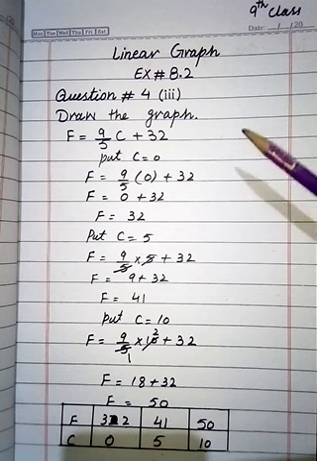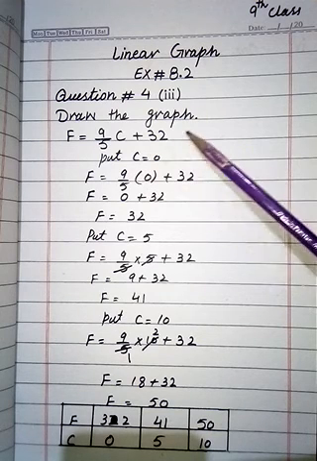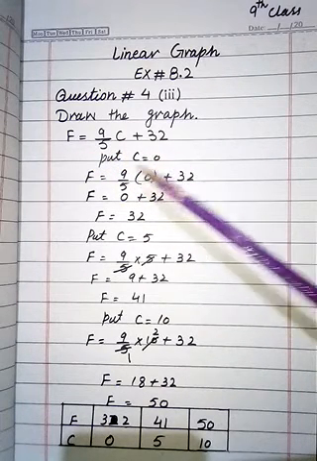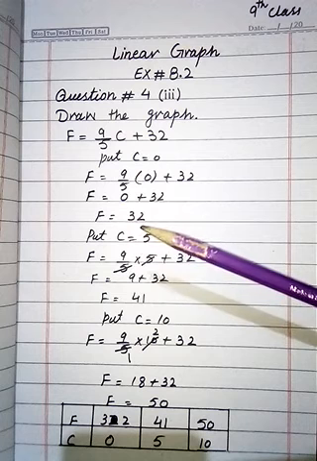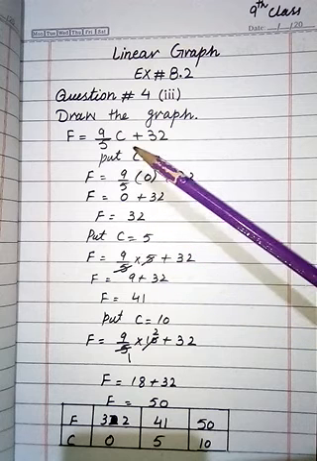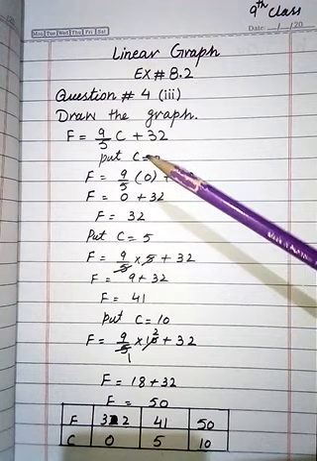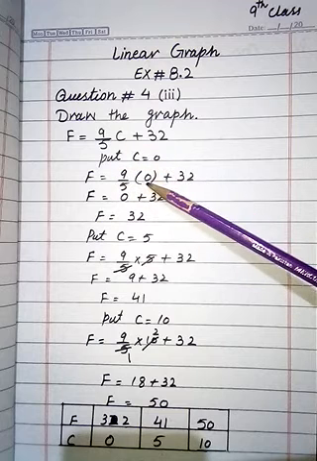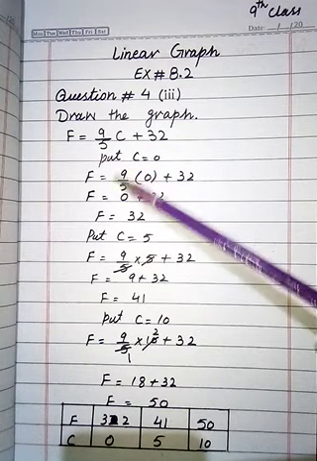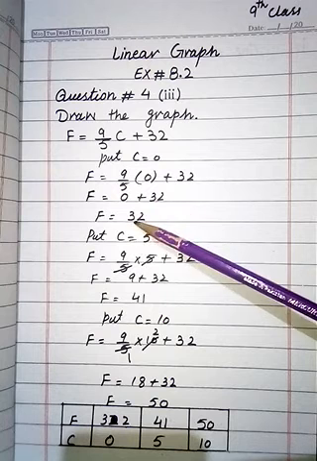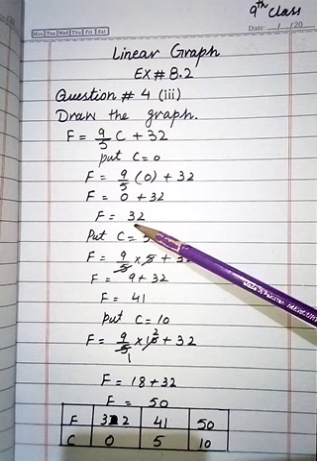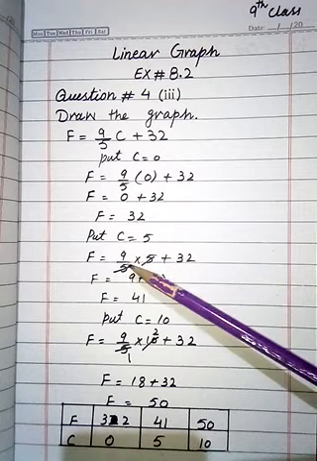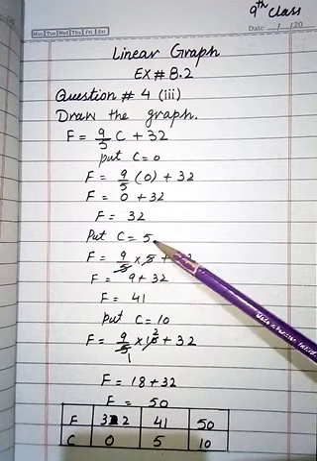Linear graph, exercise 8.2, question number 4, part number 3. Draw the graph of F equals 9 by 5 C plus 32. Now this is in fraction form, so it will be easy if you remove the fraction. So you have to put such values which come in the table of 5 and remove the fraction. First put C equals 0, then the whole term equals 0, so you get 0 plus 32 equals 32. Next value you have to put is 5, because 5 comes in the table of 5 and it will remove the fraction. Put C equals 5.